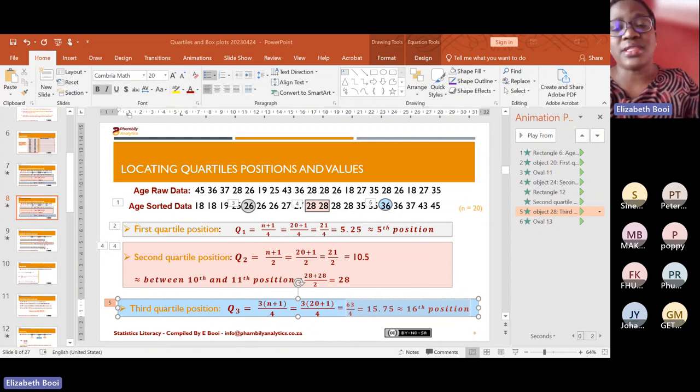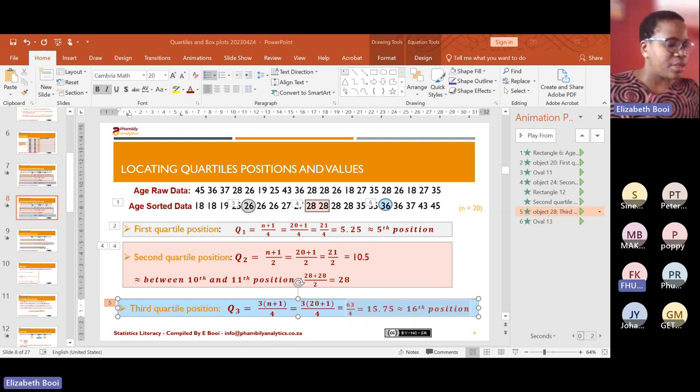Let's look at the third quartile, which is P75, which also contributes 75% of the data, which will be below 0.75 times n plus 1, which is 0.75 times 20 plus 1, which will give you 0.75 times 21, which gives us 15.75.